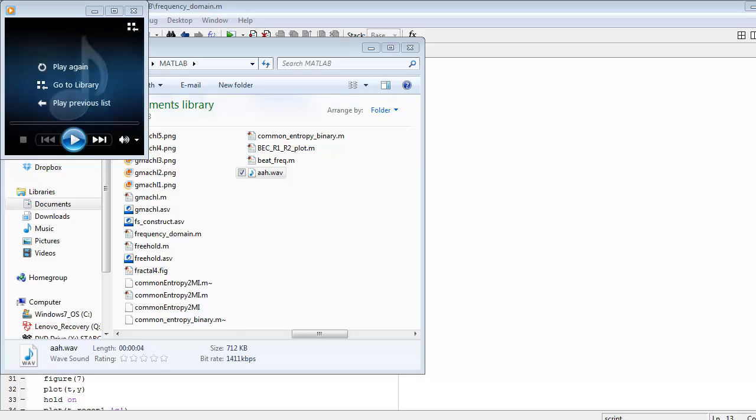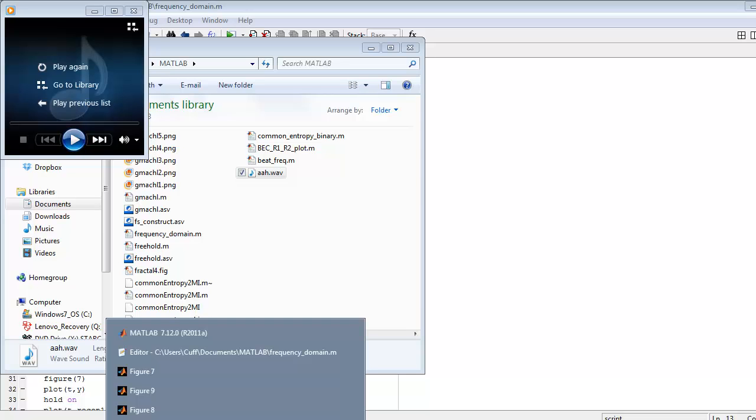Okay, so it's just a voice holding an ah sound. So we'll read that into MATLAB and cut out just a short segment of it to get rid of the intro where I'm coming in and the exit. So we have a very short segment here.